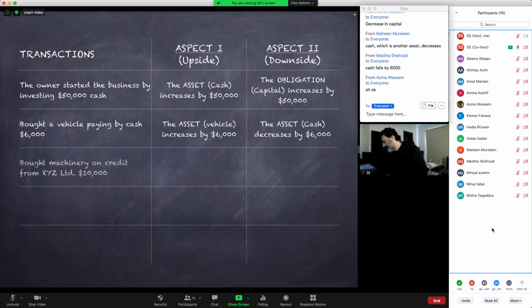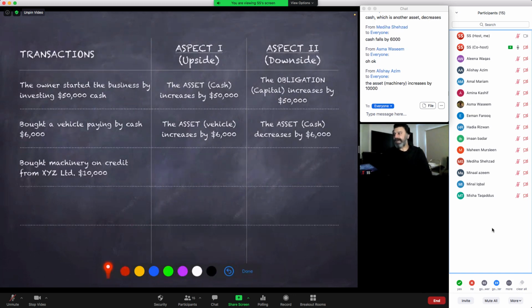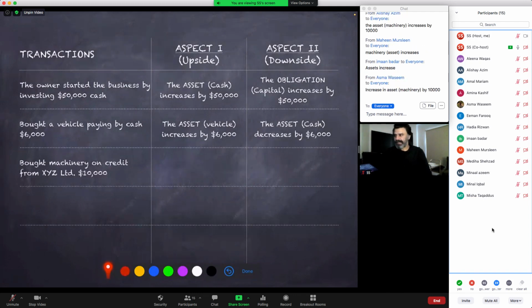Now, next transaction. Bought machinery on credit from XYZ Limited, $10,000. Now, how do we identify the brighter side here? What's the brighter side for you here, right? It's not just that you have to identify two effects, like in 1.11 to 1.14. We need to identify those two effects as the upside or downside. So Alicia, Azim, Maheen, the asset machinery increases by $10,000. I agree with that. Yes, Asma, increase in the asset machinery by $10,000.